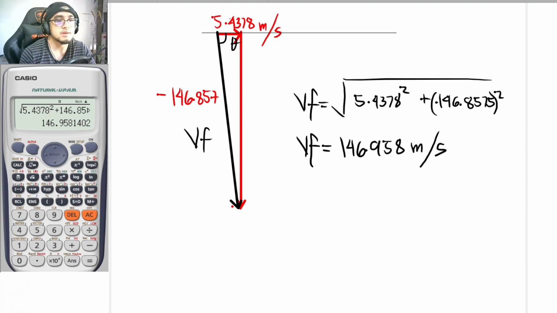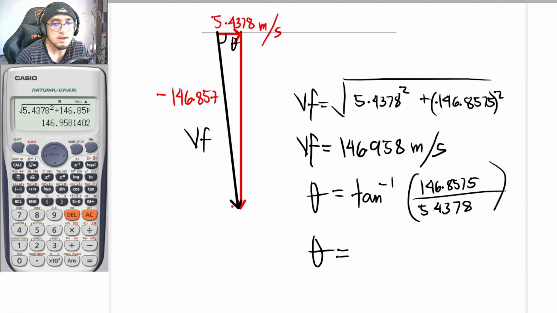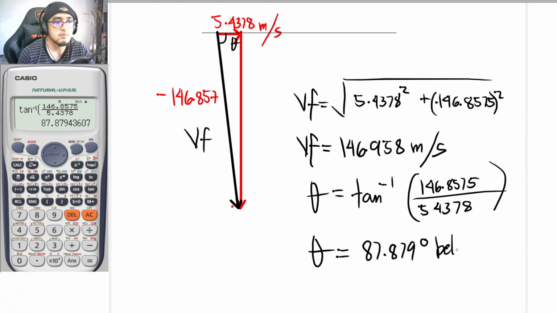The final velocity is 146.958 meters per second. And as for its direction below horizontal, that is the arctangent of, if this is your angle, the opposite is this, 146.8575 divided by the adjacent, which is 5.4378. So our angle is the arctangent of 146.8575 divided by 5.4378, located 87.879 degrees below the horizontal.